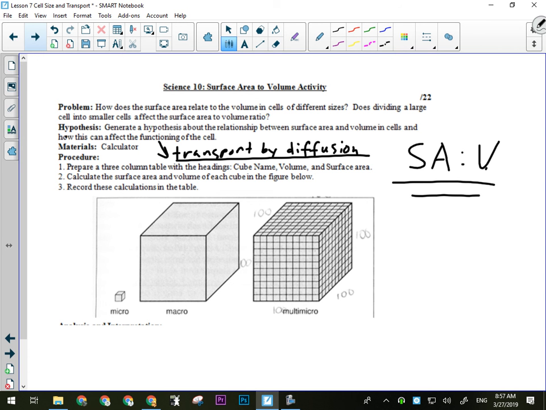All right, so for our hypothesis, our if part needs to talk about how a cell transports material within its volume. What process does it use? Diffusion. So the if part here needs to talk about how a cell transports material internally, and I kind of just gave that away. We talked about that already.